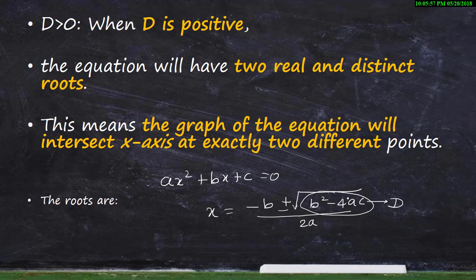Okay, I'm repeating once again. For a general format of quadratic equation, ax square plus bx plus c is equal to 0, the roots are x is equal to minus b plus or minus root of b square minus 4ac by 2a. Now this is a case when d is positive. That means when b square minus 4ac is greater than 0, then the roots are real and different, and the graph of the equation will cut the x-axis at two different points.